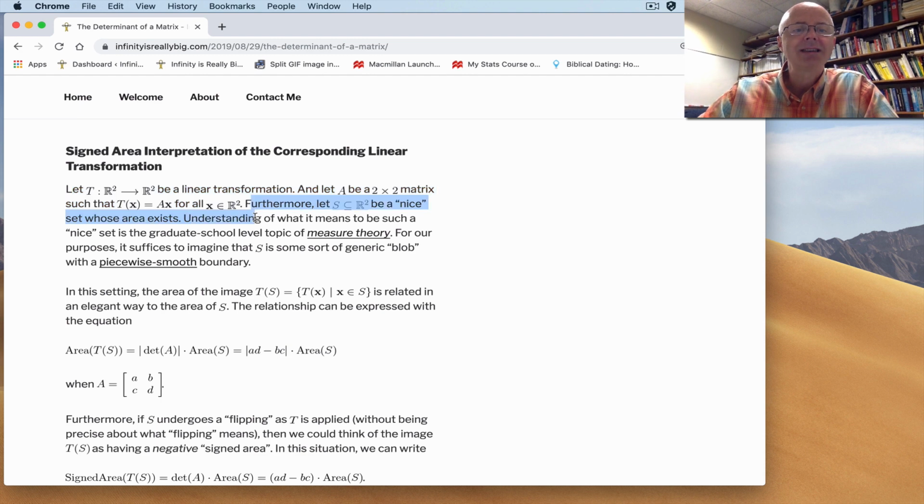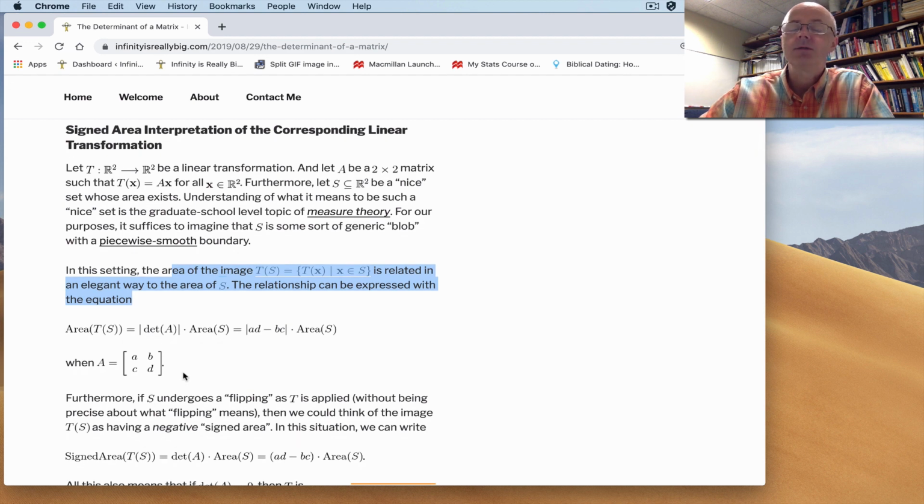Suppose S is a nice set whose area exists. I don't want to get into the details about what it means for the area to exist. That's the topic of measure theory, which is a graduate school level topic. Though you could think about it more intuitively in terms of basic calculus if you think of S, for example, being the region under the graph of a continuous function, you know from calculus that the area will exist. In this setting, the area of the image, T of S, is related in an elegant way to the area of S. It's the absolute value of the determinant of the matrix times the area of S. Okay?